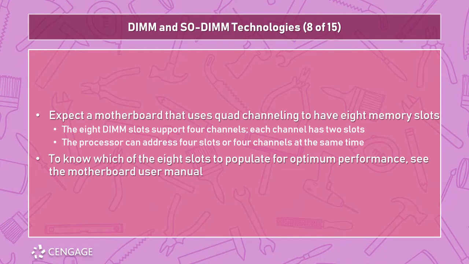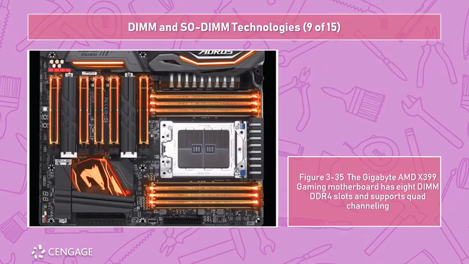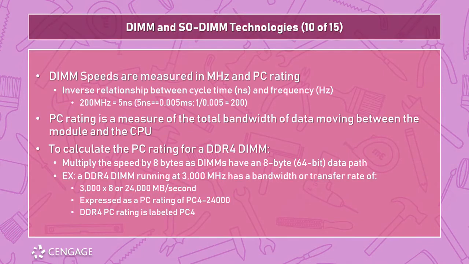In order to ensure optimum performance, of course, we should always check our user manual. Here we can see an X399 gaming motherboard with 8 DIMM slots at the top and bottom of the CPU slot. And then we can see that the quad channeling is supported by the documentation because the slots are all the same color. So unfortunately, that doesn't tell us much in terms of channeling.